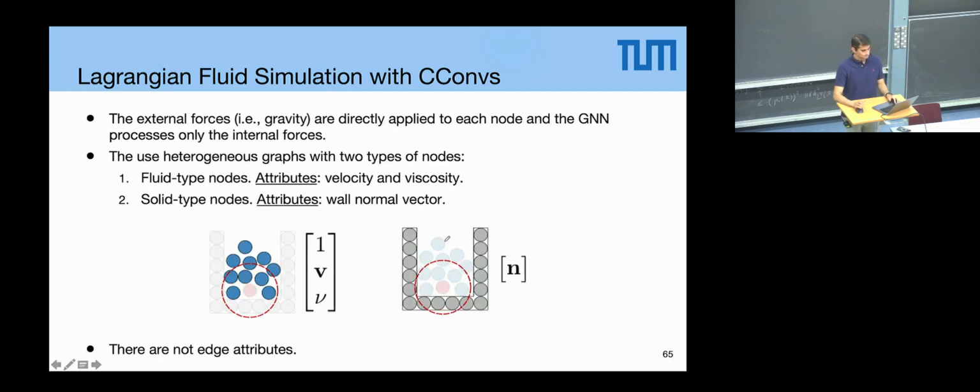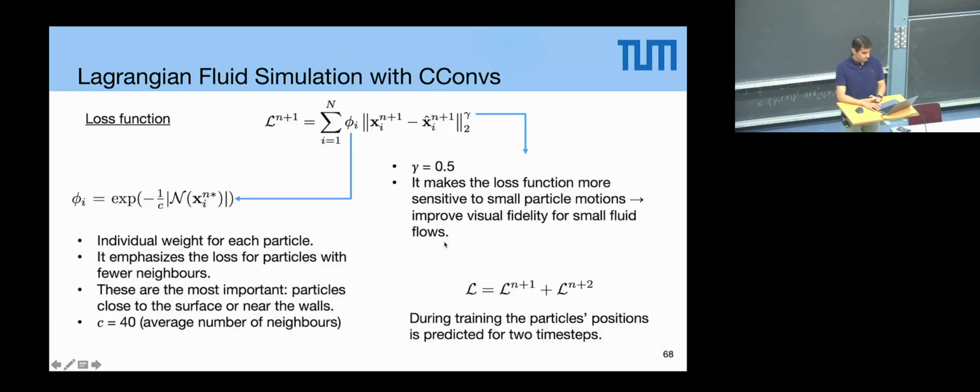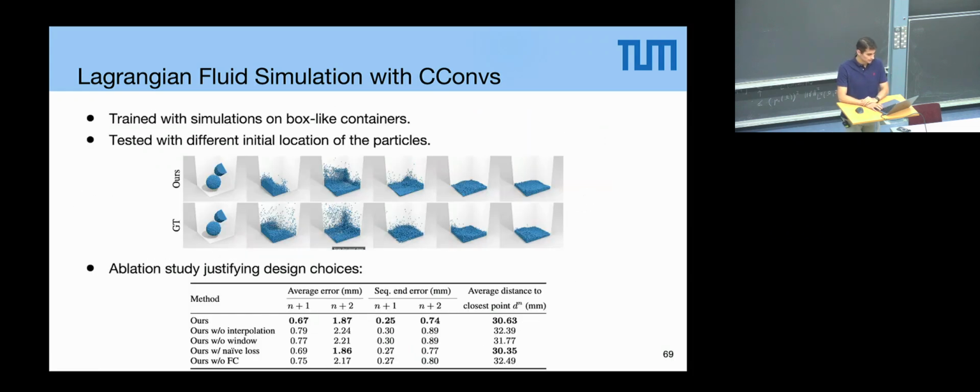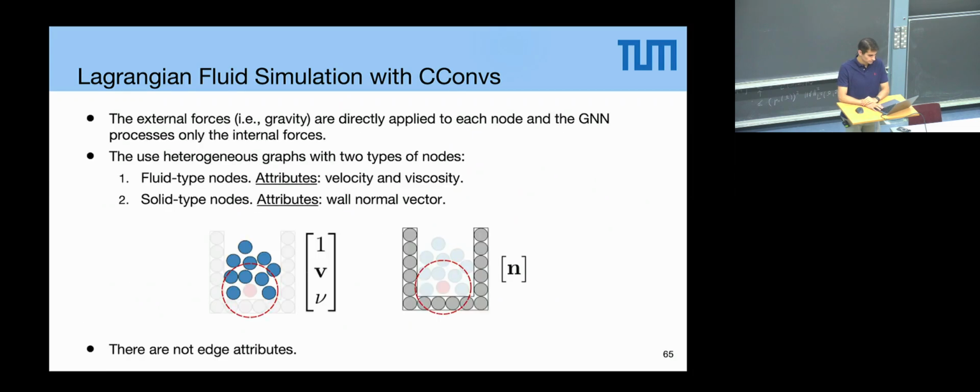Okay. In this paper, they only consider fluid simulations like what we have here, similar to the one we saw before. And they consider two types of nodes, fluid nodes and wall type nodes. And in this case, they work with a heterogeneous graph, meaning that each of these nodes has different kinds of input features. The fluid type nodes have as input their velocity and also their viscosity. We can have different viscosities.